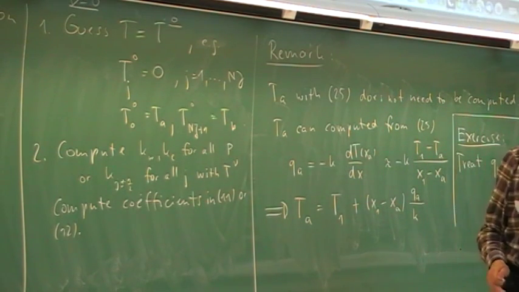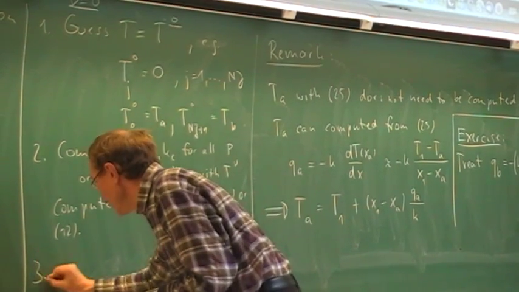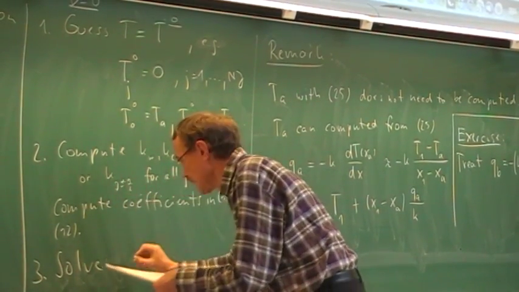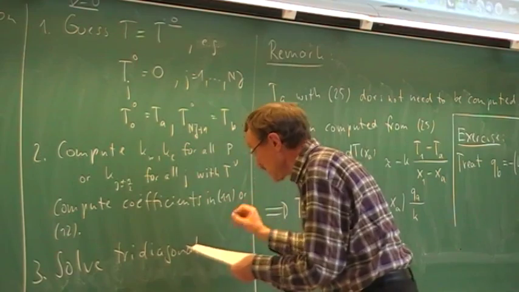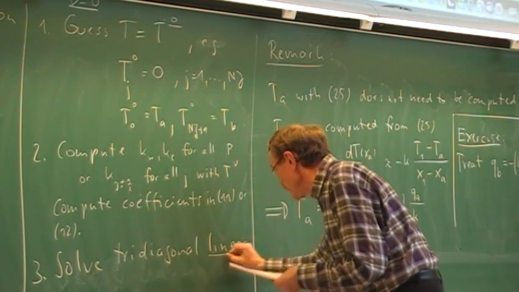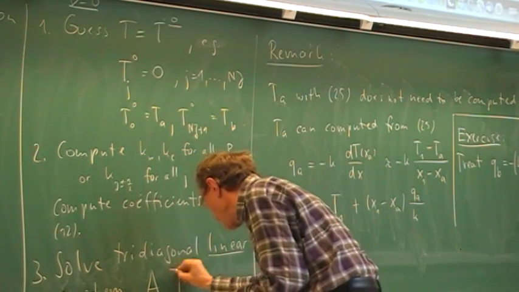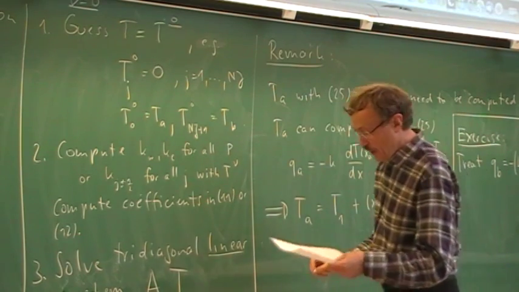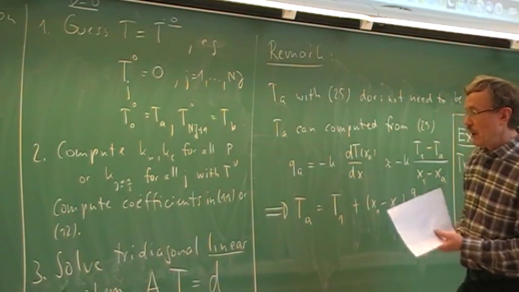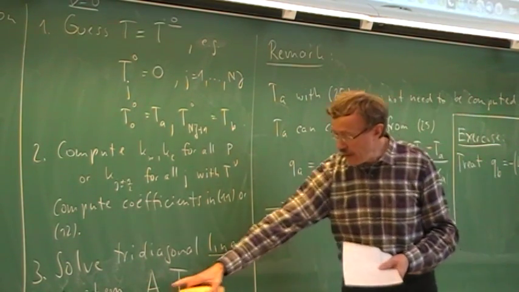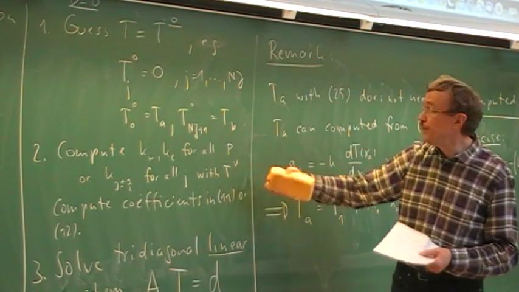And then we have a linear system, because everything depends on the old iteration level. So then we solve this linear system. We get the system that we had discussed, the tri-diagonal, and it is linear. That is important. The system is A times the unknown vector T, equal to the right-hand side d. And the A here is then depending on our iteration nu.